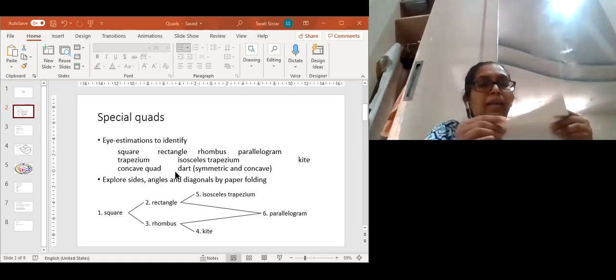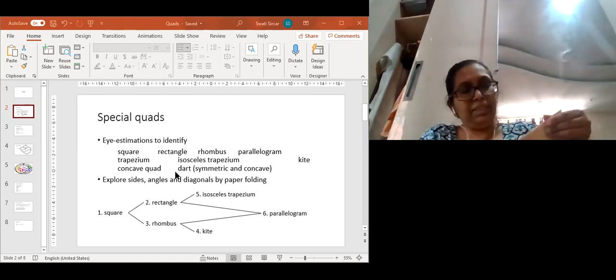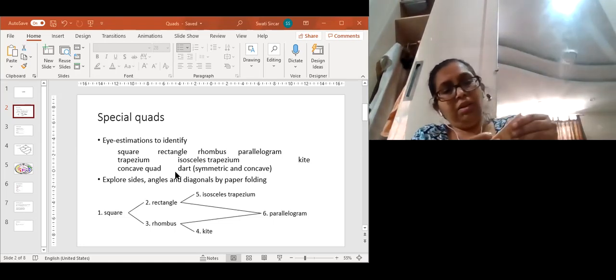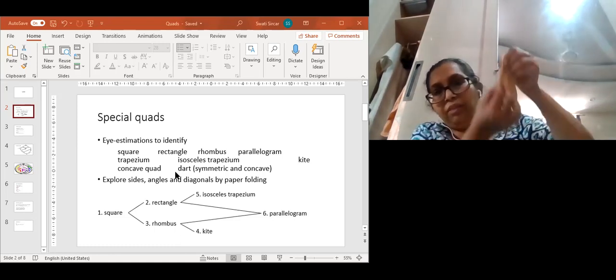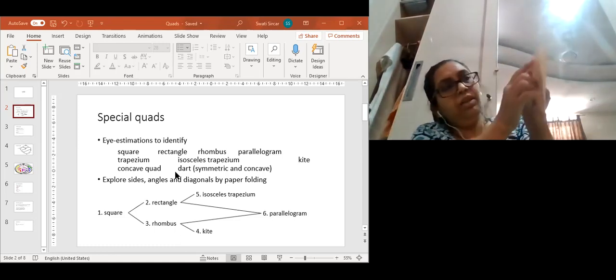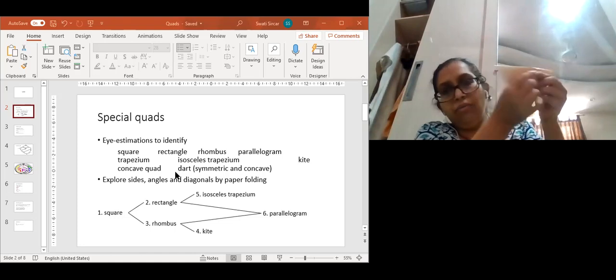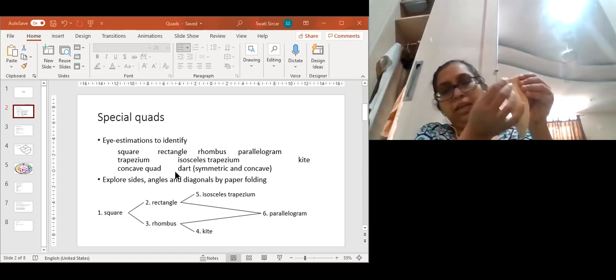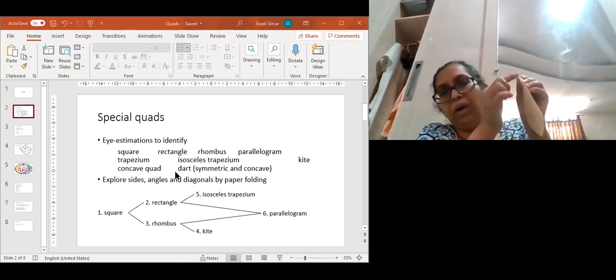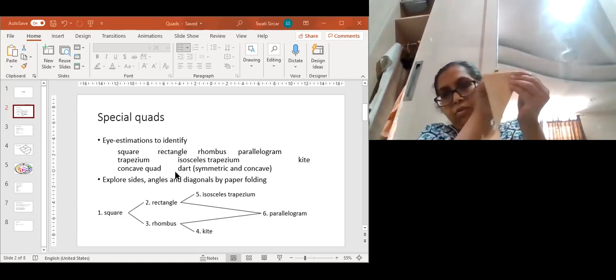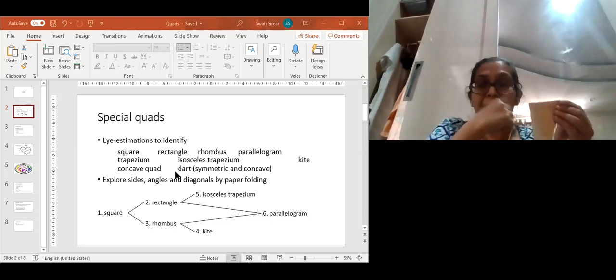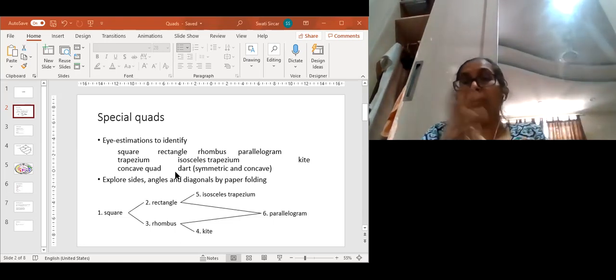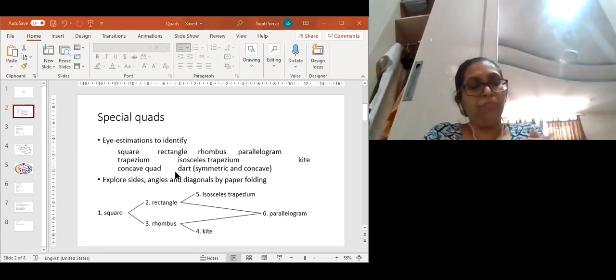Okay. And then you can show that they have been bisected because you can see that from the point of intersection. So you need to draw the diagonals, then you fold along one diagonal, fold from the intersection point and check that the two parts are equal. Okay. So that is how you get that diagonals are perpendicular and they bisect each other.